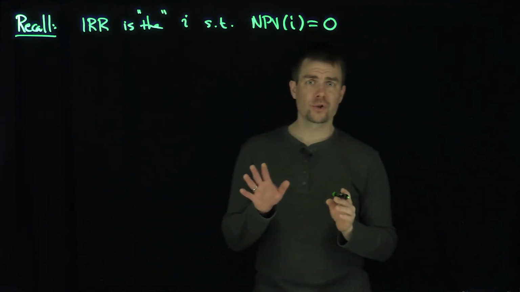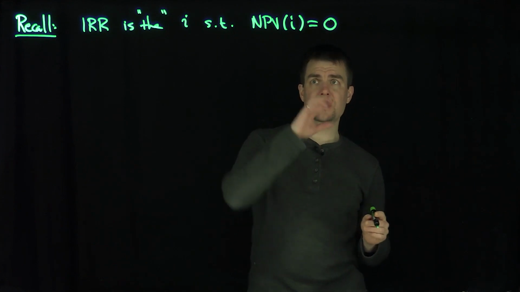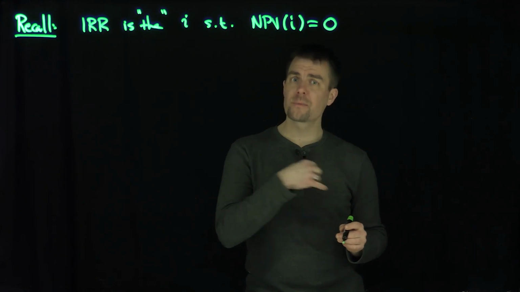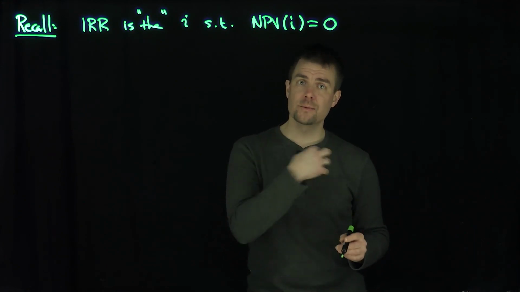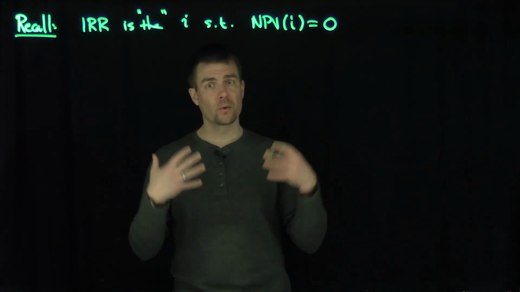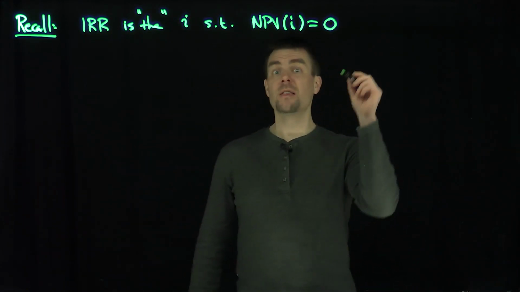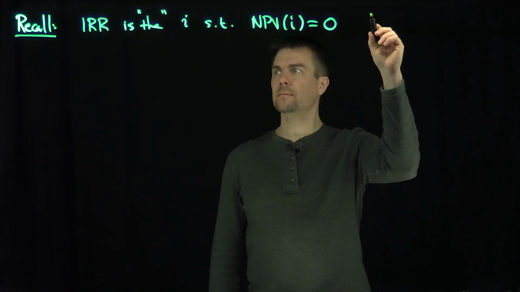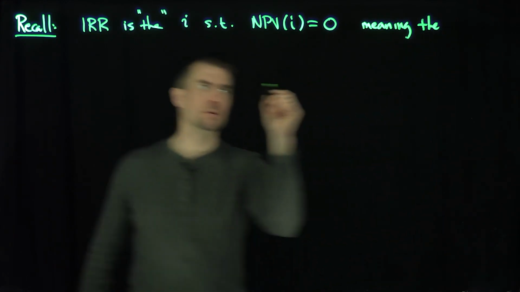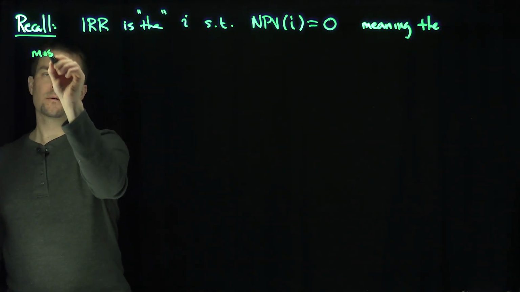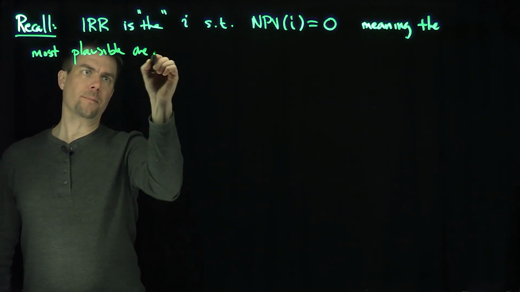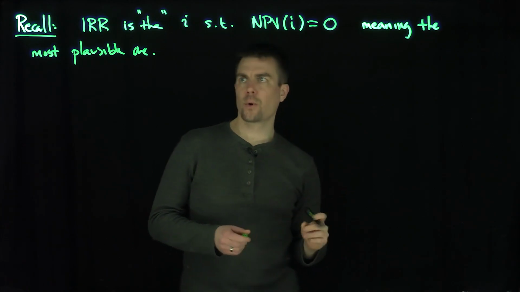Notice I put "the" in quotation marks because, as we saw in previous videos, if I rationalize it, this is actually a polynomial equation of degree equal to the number of periods we have. So there are going to be many solutions. We want to find the one that is most meaningful, because there could be complex solutions, there could be repeated solutions. So when I say "the", I mean the most meaningful, the most plausible one. Okay? Good.